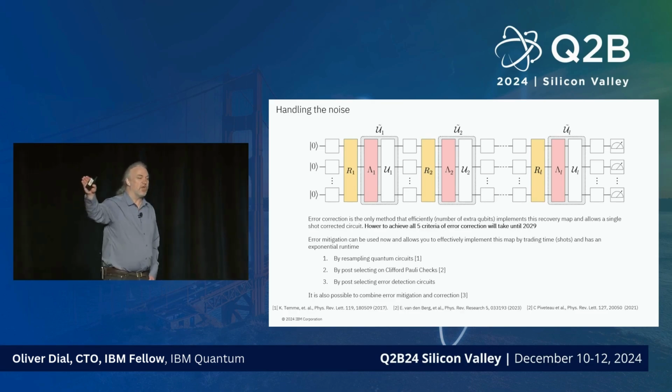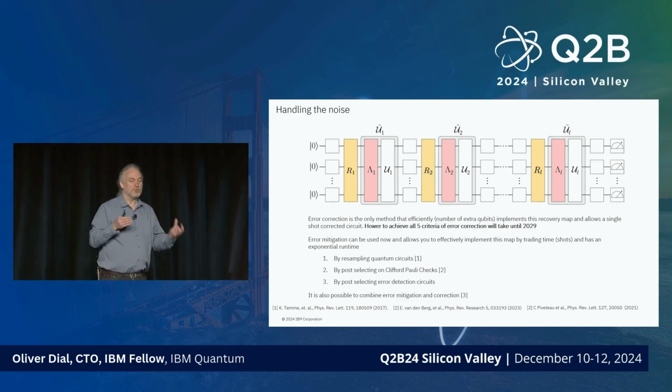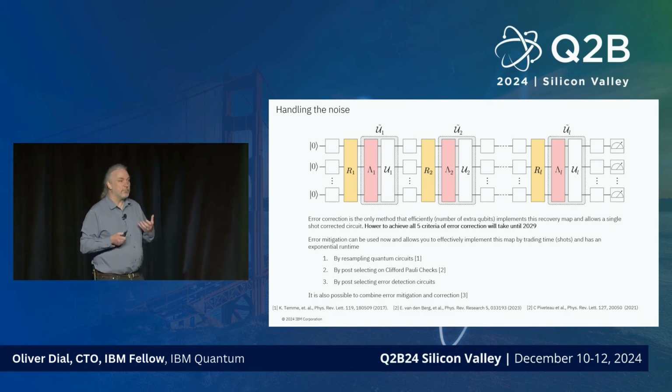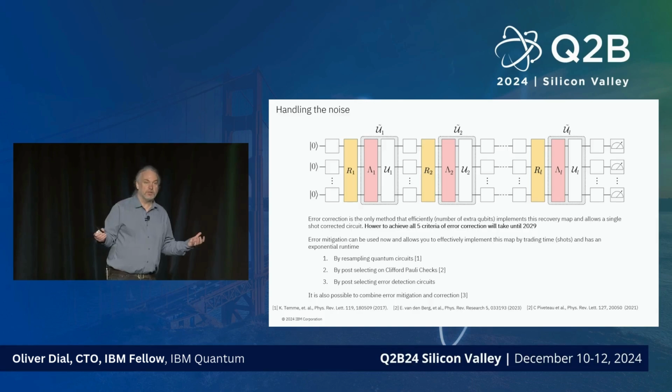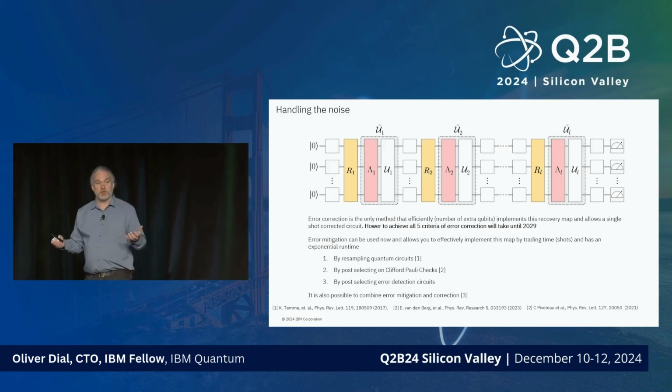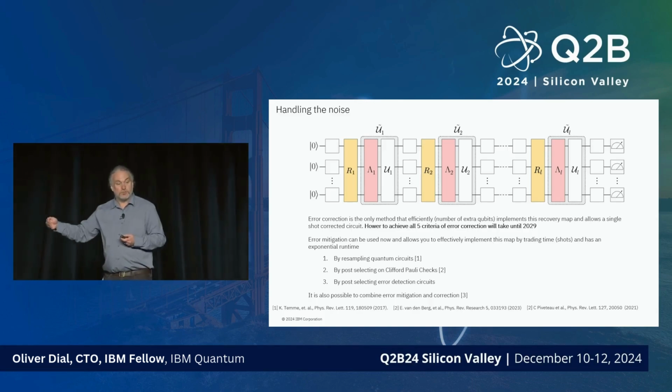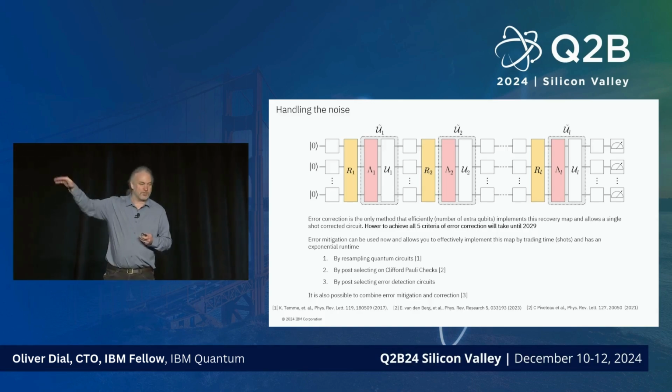Some noise comes along, lambda, and messes up our answer. We want to create a reconstruction operator that undoes that noise, R. The problem is it's non-physical. You can't do that with a unitary circuit because that noise is an incoherent channel. If it's a coherent channel, there's other things you could do.